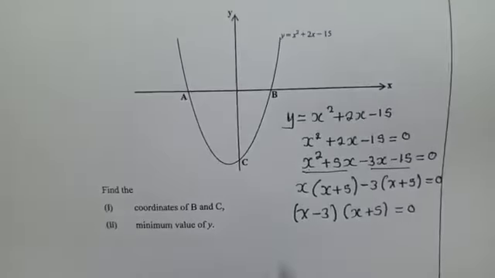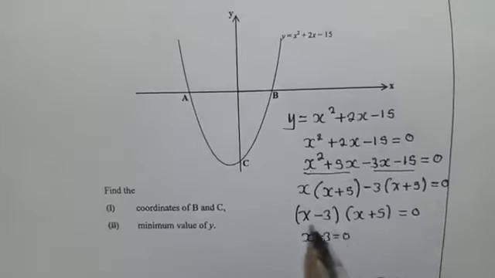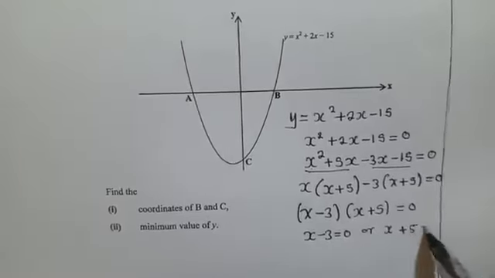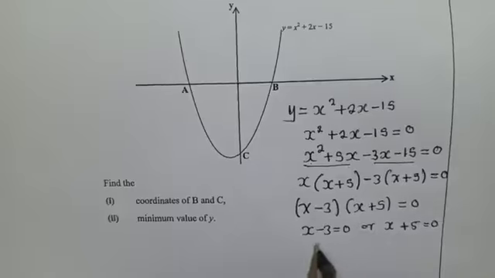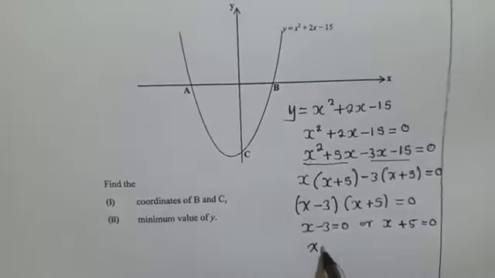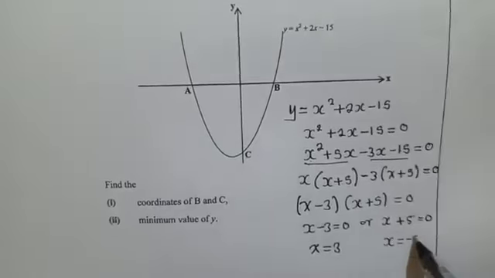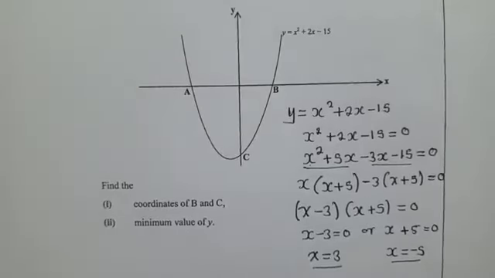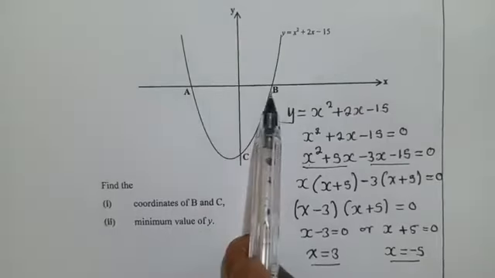So the next thing will be to equate x - 3 = 0, or x + 5 = 0. From this stage, we can now solve these two equations. So we shall say x = 3 and also x = -5. So I've got two solutions. Now when you look nicely at these two numbers, which one can be found here and here?